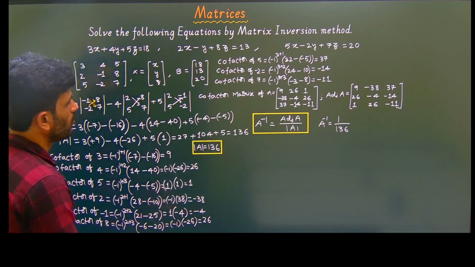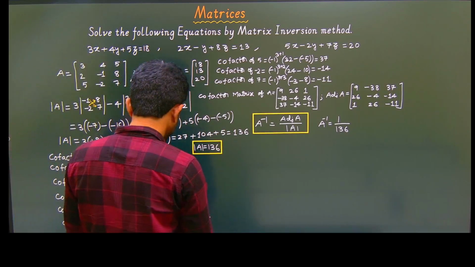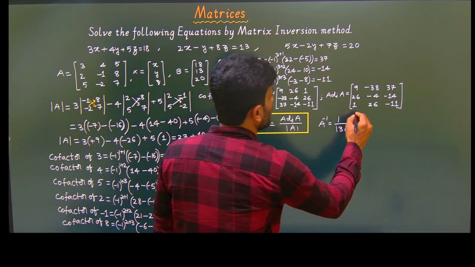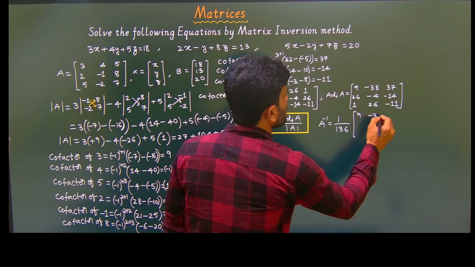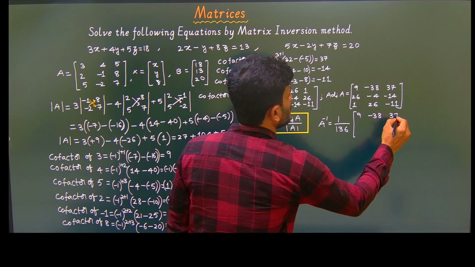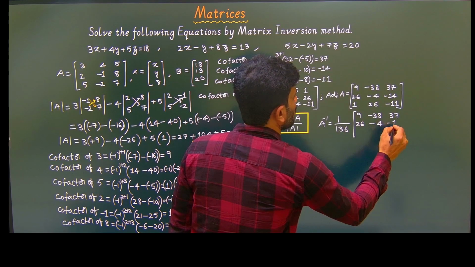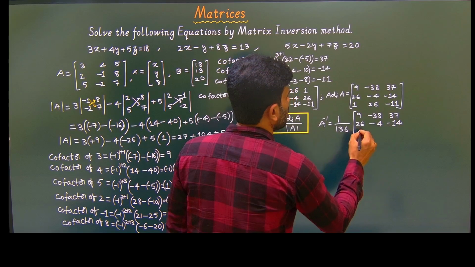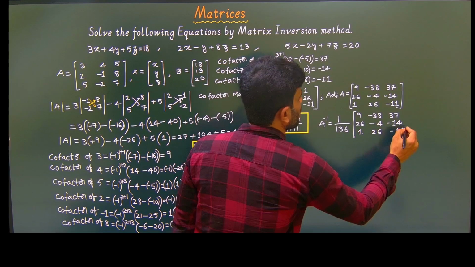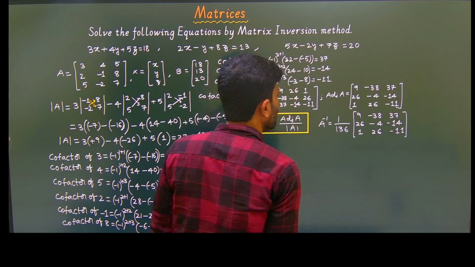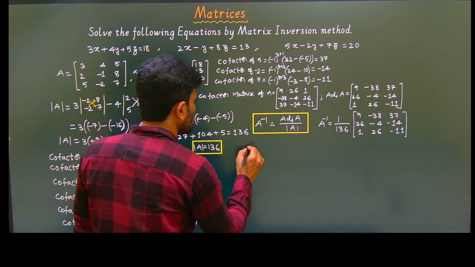Now we got det A. We substituted the det A value, 136, and now we have to write adjoint A. Adjoint A we already got: 9, minus 38, 37, 26, minus 4, minus 14, then 1, 26, minus 11. So we got adjoint A and A inverse also. A inverse is equal to adjoint A by det A. By using that formula we wrote A inverse.